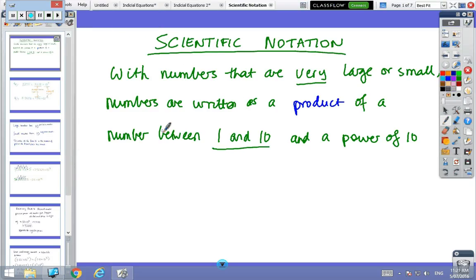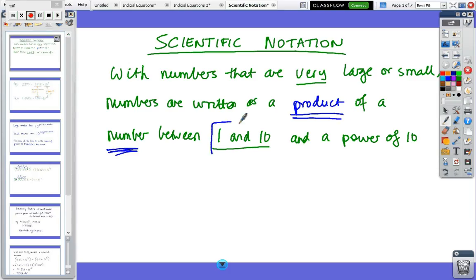Okay, so we're looking at scientific notation, which has indices in it. Scientific notation is used with very large or very small numbers, and they're written as a product. A product means a multiply between one number between 1 and 10, and the second part is a power of 10.